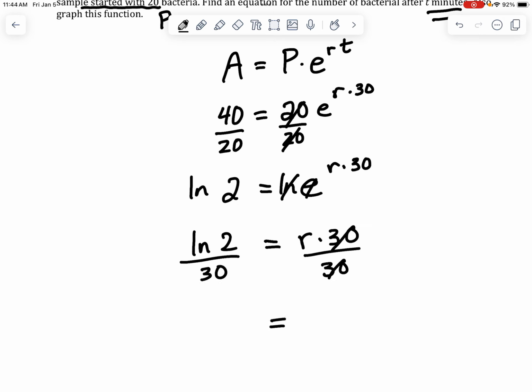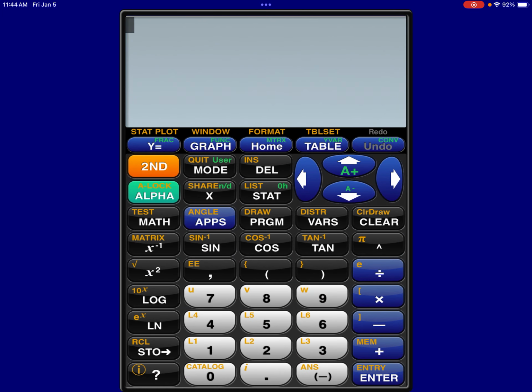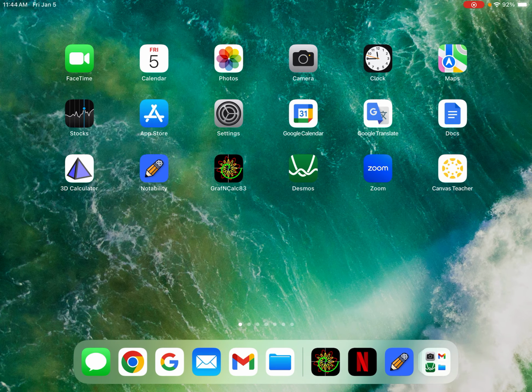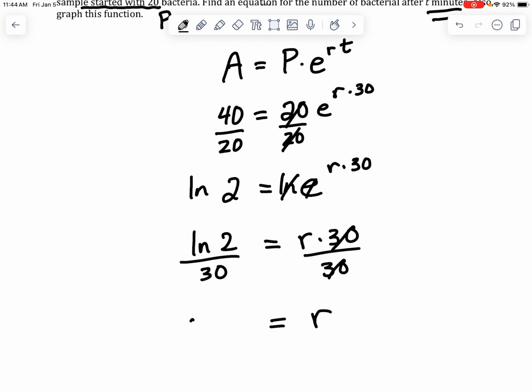So it turns out that R is going to be some type of decimal, whatever ln of 2 divided by 30 is. So hop on over to the calculator and take the natural log of 2, make sure that's in parentheses, divided by 30. And of course it's a positive number because that means that it's growing. If it's a negative number right there, that means it would be something that's shrinking. But this population is growing. So R equals 0.023.